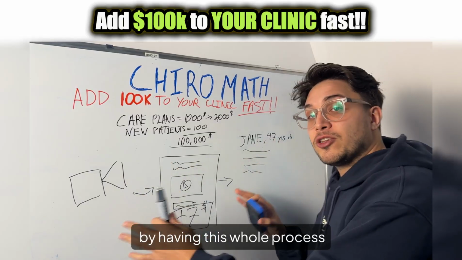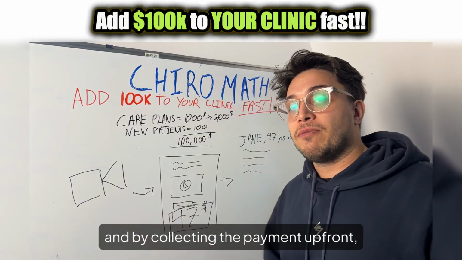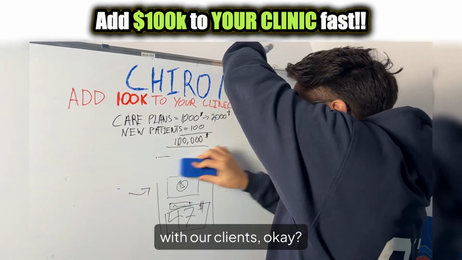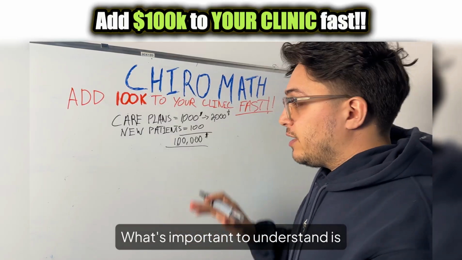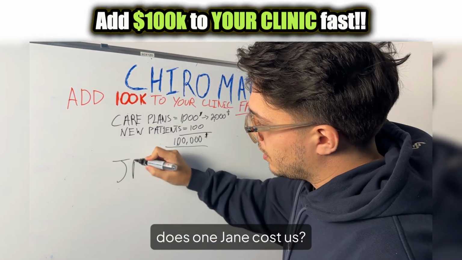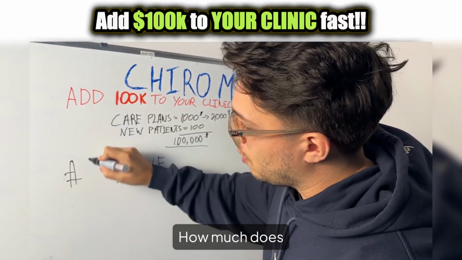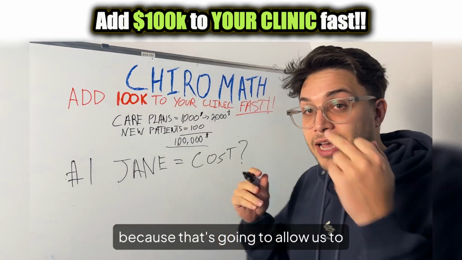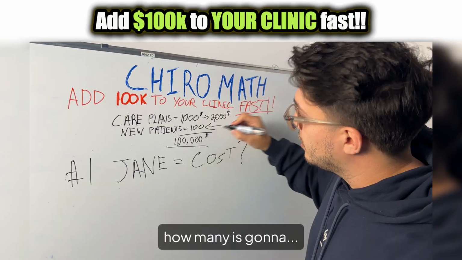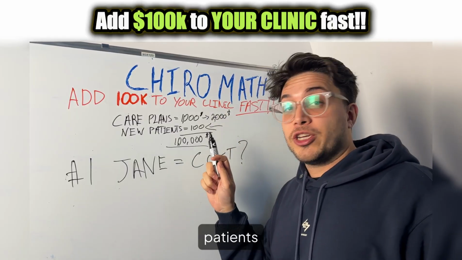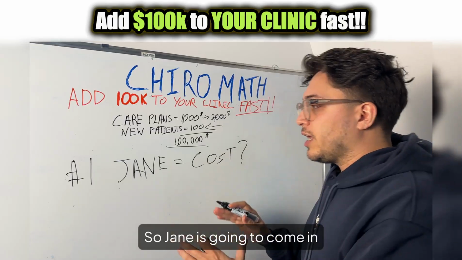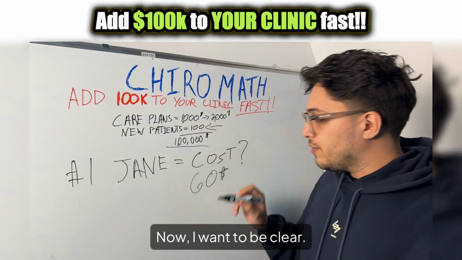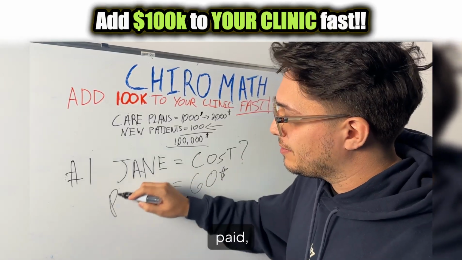Now, by having this whole process and by collecting the payment up front, these are some of the metrics that we have seen with our clients, okay? What's important to understand is how much does Jane cost us, right? How much does one Jane cost? This metric is important because that's going to allow us to understand how much it's going to cost for 100 new patients if we know the cost of Jane. So Jane is going to come in at about $60, okay? Now, I want to be clear, this is $60 paid.